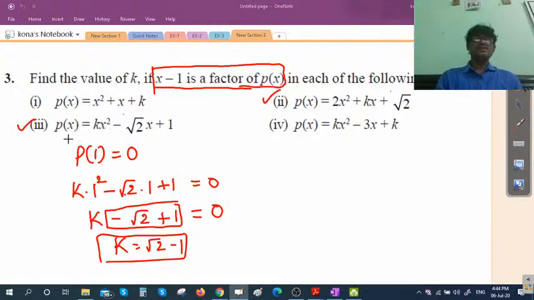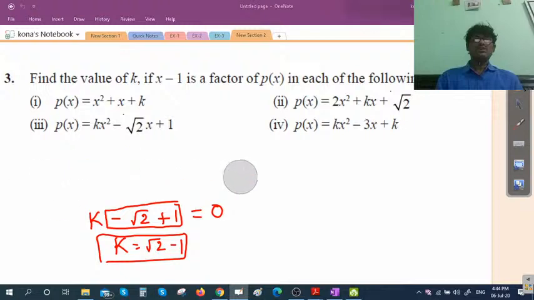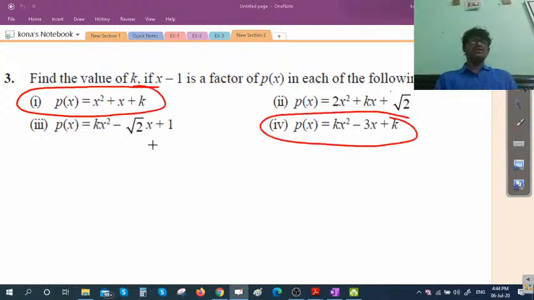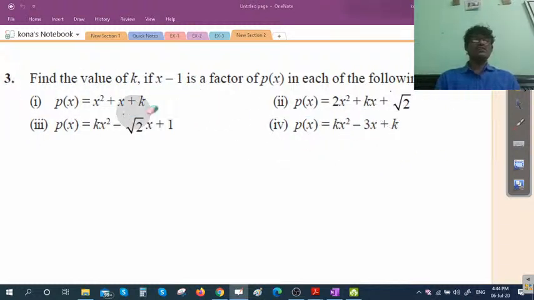Right. So this is the value of k in the third problem. Now you do one of the remaining two problems. The remaining two problems are, first one is this one, and the second one is this one. I mean the first one and fourth one we have. Now all of you do the fourth one and tell me the answer. I am waiting for your answers.